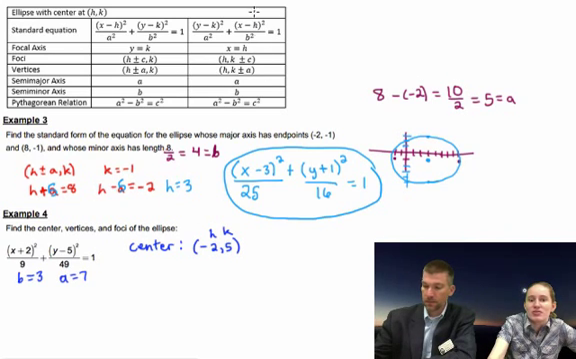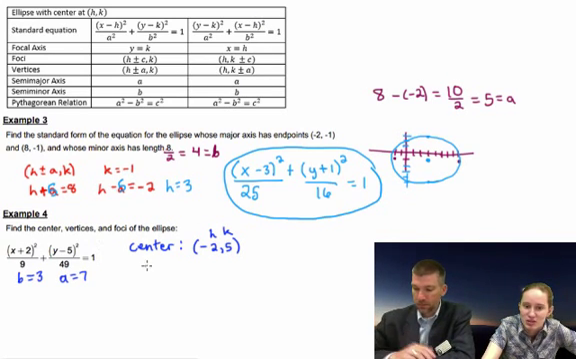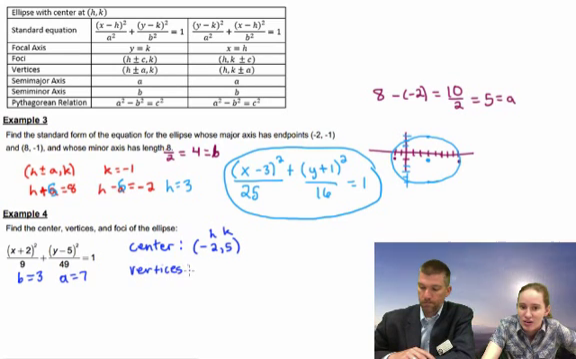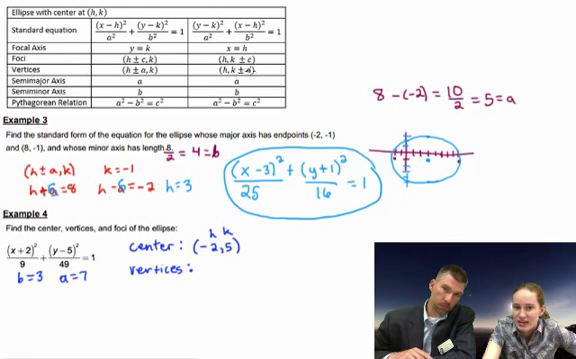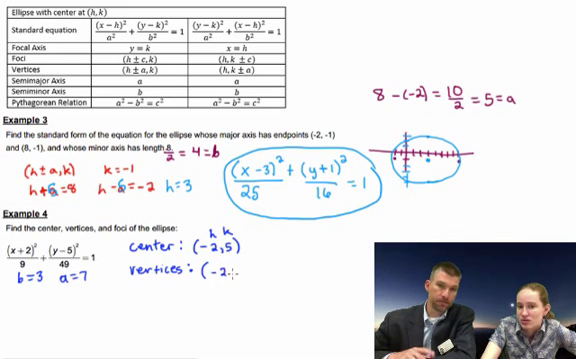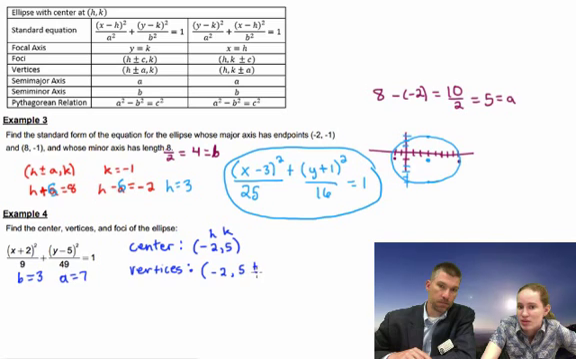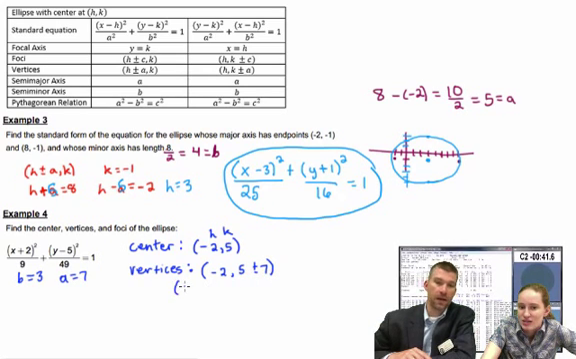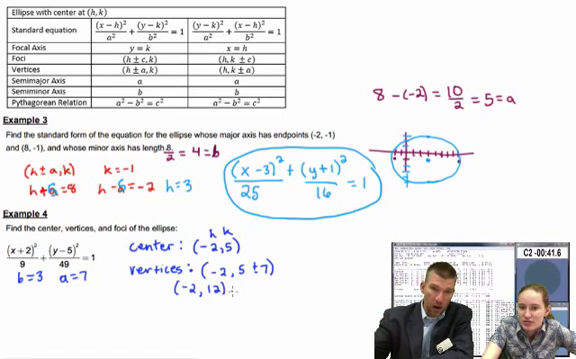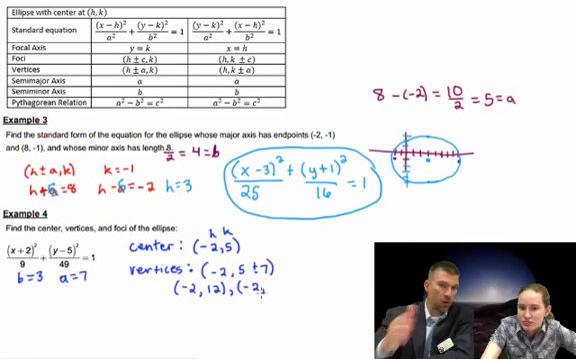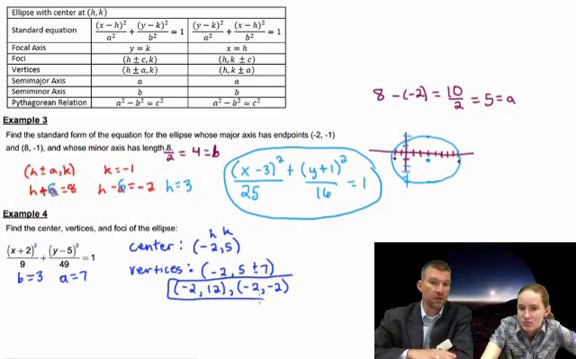So when we look at this, we're going to look at the second column because that's where a is bigger. And so our vertices, we take our center point and we're adding a to the k value and subtracting it. So negative 2 comma 5 plus or minus 7, but don't leave it like that. If that said plus or minus the square root of 7, no problem. But we can do 5 plus 7.